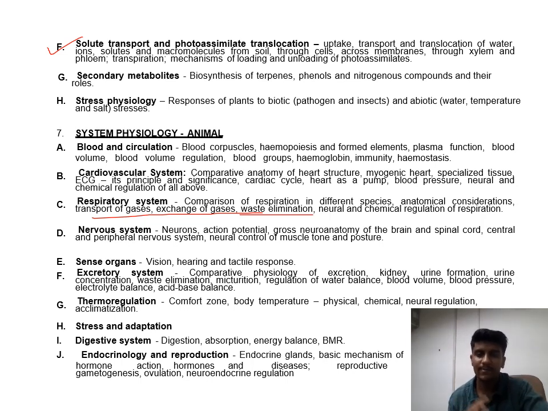Excretory organs, where we have comparative physiology of excretion, kidney, urine, all those things, GHP, BOP, FHP: glomerular hydrostatic pressure, blood osmotic pressure, effective filtration pressure.